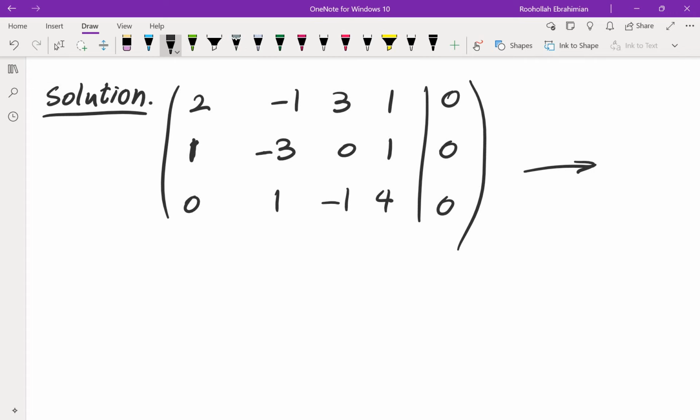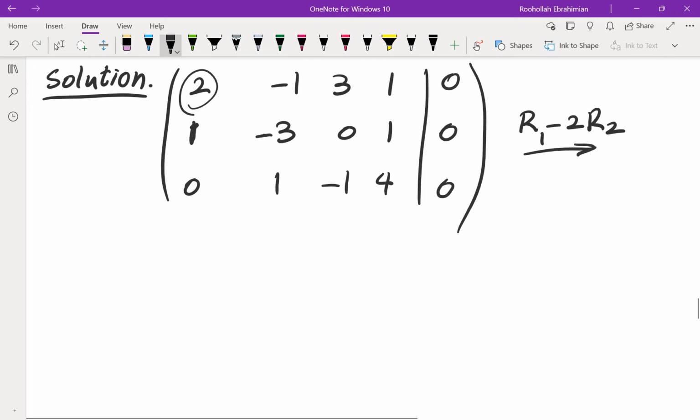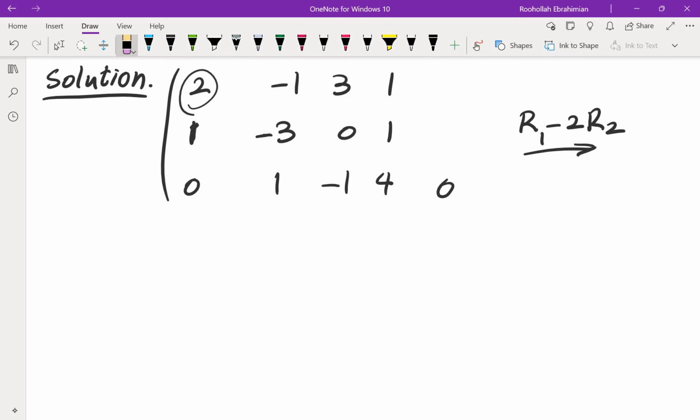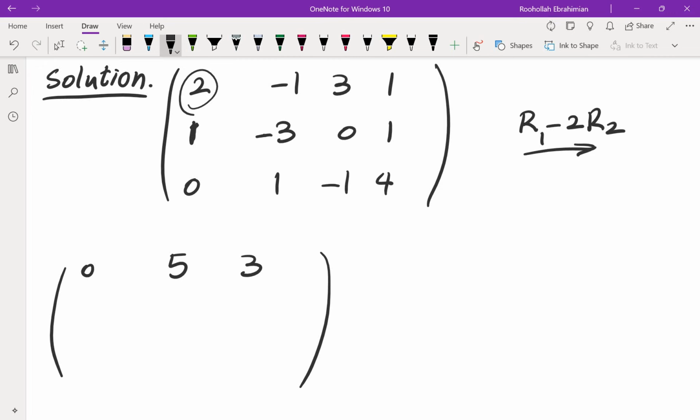So the row operation would be, I'm going to make this guy not a 0. So row 1 minus 2 row 2. This gives us, I'm going to ignore the last column, as I said. It gives me 0 here. So I'm multiplying the second row by -2 added to first row. So -2 times -3, that's 6, minus 1, that's 5. That is 3, and that's -1. 1, -3, 0, 1, 0, 1, -1, 4.